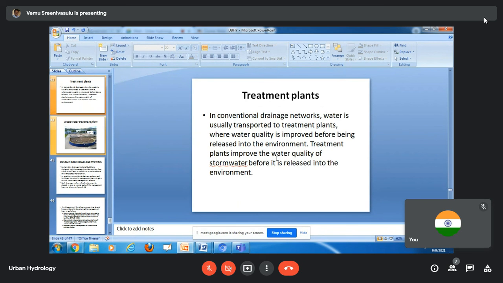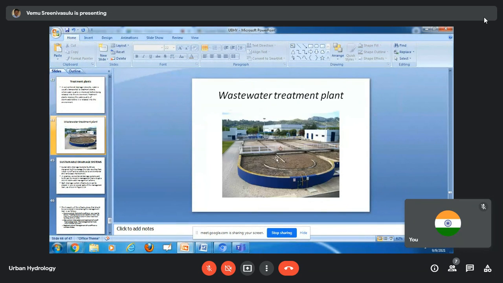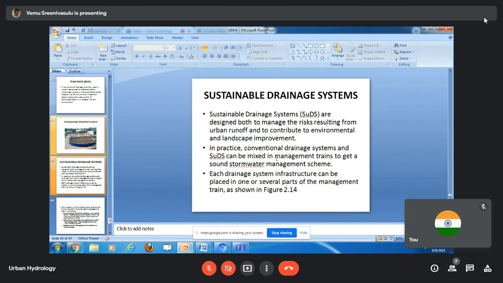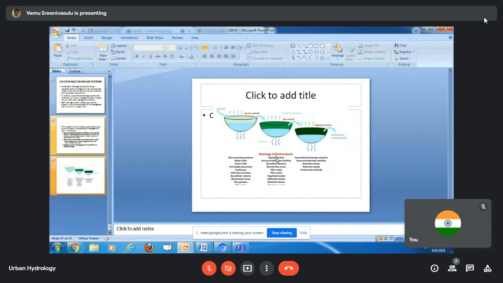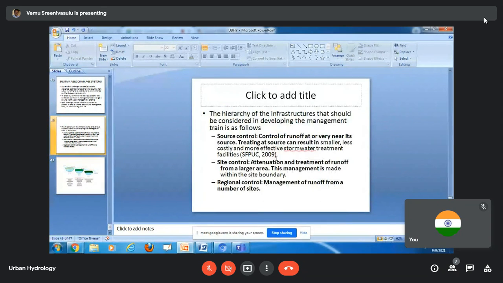Okay, treatment plant, how the water will be treated before disposing of. Okay, so this type of plant is also there in Kakinada city, probably, I don't know, right? Okay, I will stop here.